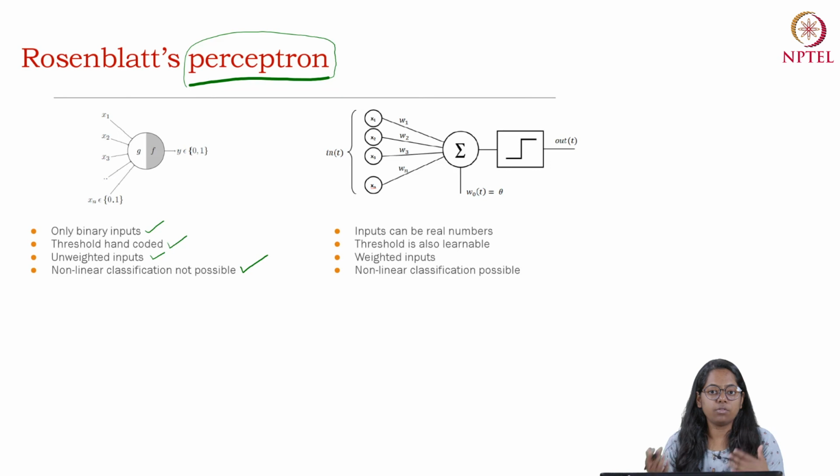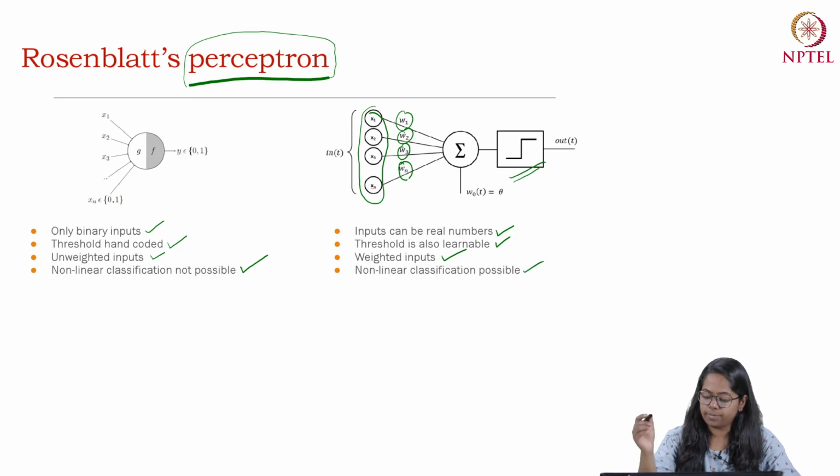Whereas if we look at Rosenblatt's perceptron, the inputs can actually be real numbers. Here the threshold is also learnable, and we'll see how this happens. All of these inputs, which might be real numbers, are associated with weights, so the inputs are weighted. And here nonlinear classification is also possible. We'll get into it now.